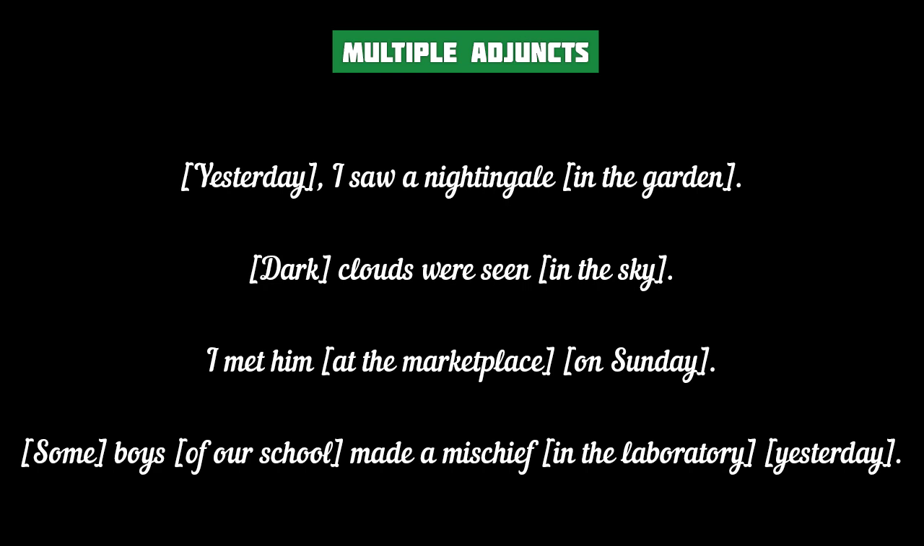In the next example, dark clouds were seen in the sky. Dark is an adjectival adjunct to the subject noun clouds. But the phrase in the sky is an adverbial adjunct modifying the verb seen.